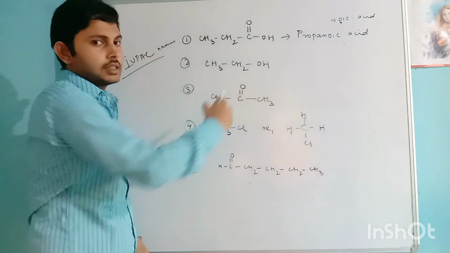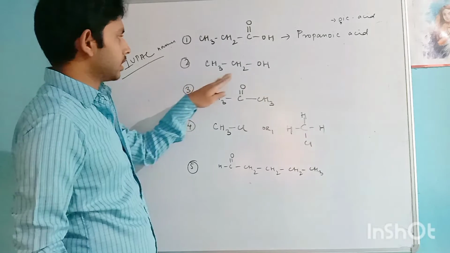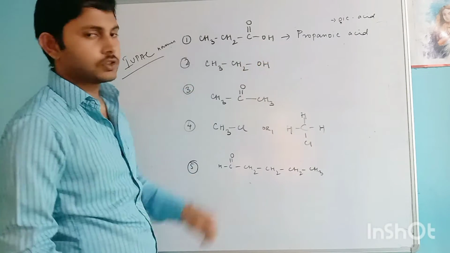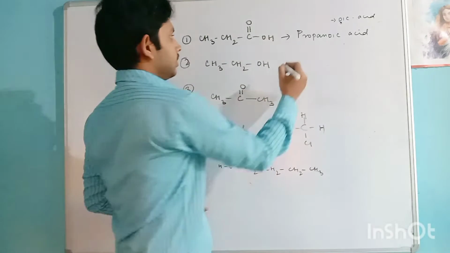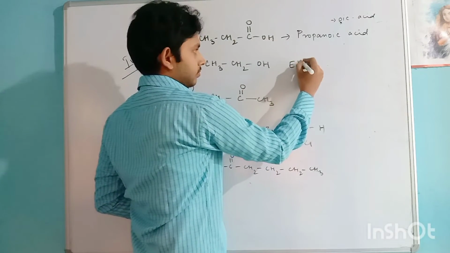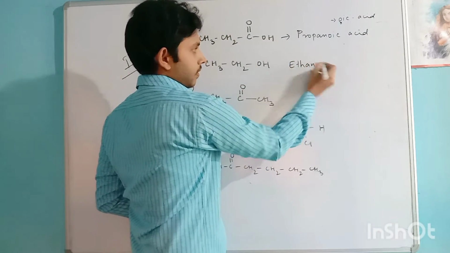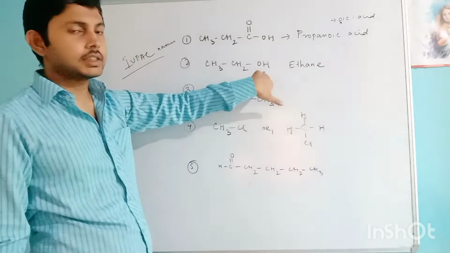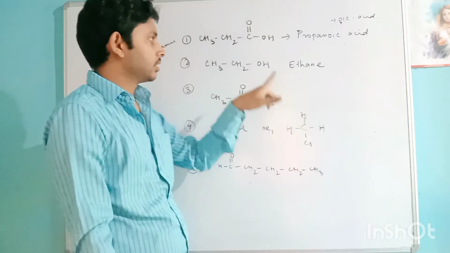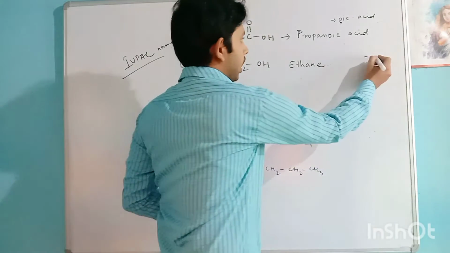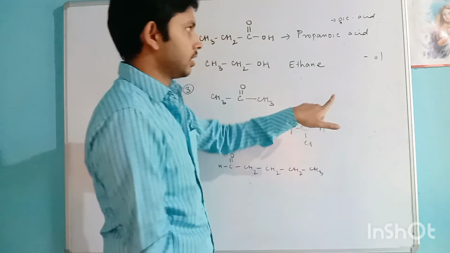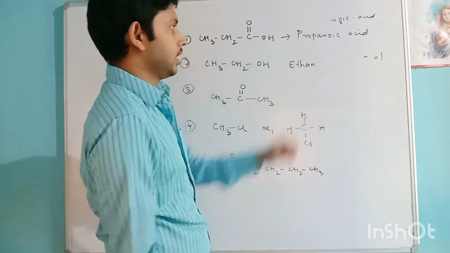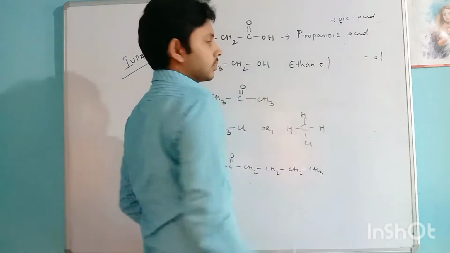Next, this compound. If there was no OH group and there was CH3, then the name would have been ethane. Now, since there is an OH group, see the table, the suffix is OL for alcohol. So this is a vowel, this is a vowel, you will remove the E and write OL. It is called ethanol.